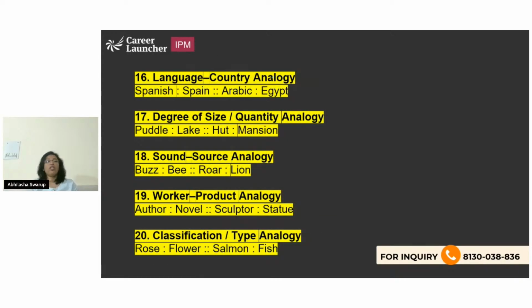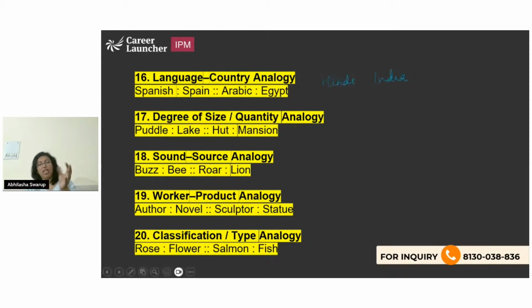Then you have the language to country analogy. So, for example, Spanish is spoken in Spain. Similarly, Arabic is spoken in Egypt, or Hindi is spoken in India. So, like that. Degree of size or quantity analogy.